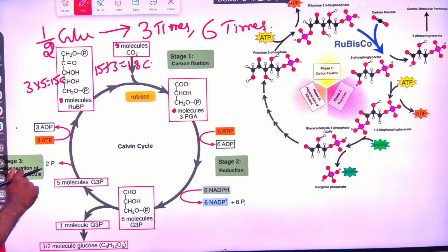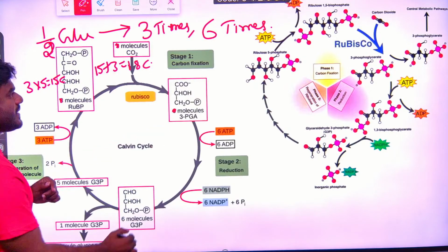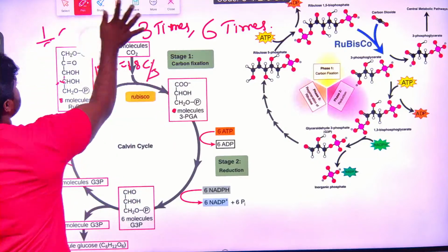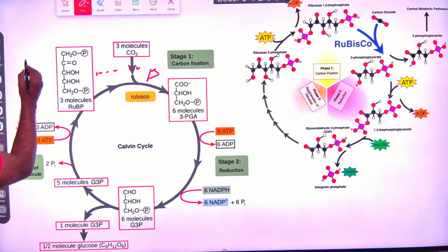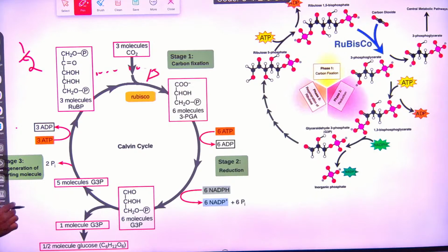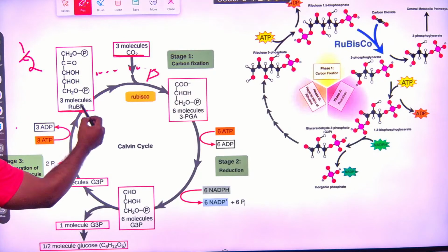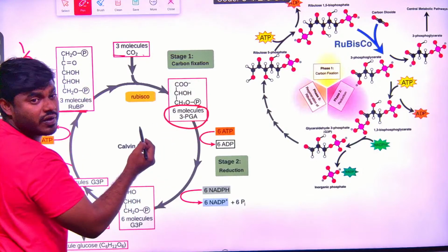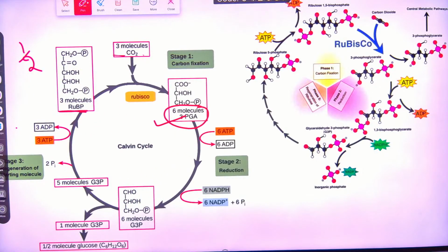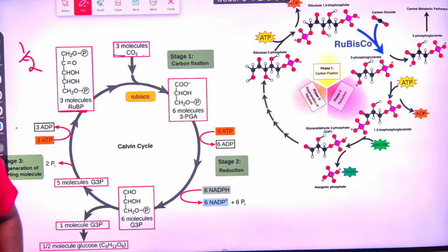And what is our rule? Our stable compound should be how many carbon? 3. So how many stable compounds will we get? 6. 18 by 3, we will get 6 molecules of 3-PGA. See that, everyone? In order to produce half glucose, the cycle is turning 3 times. So 3 molecules of RuBP combine with 3 molecules of carbon dioxide, 15 plus 3, 18, and it is going to give rise to 6 molecules of 3-PGA, right? Since our stable product is 3 carbon, that's why we call it the C3 cycle. No point of getting confused, just think properly and understand.